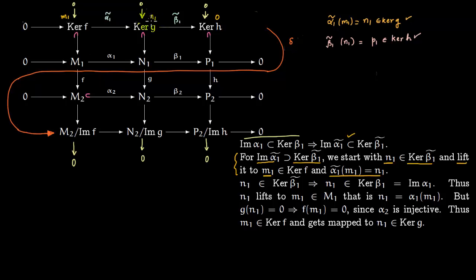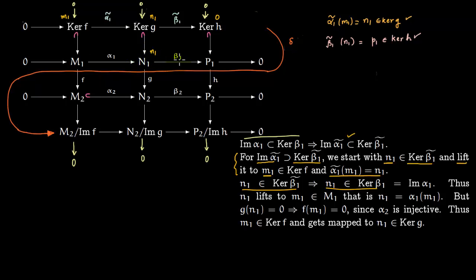So we start with n1. So you pick up n1 in kernel of beta 1 tilde. Now this would imply that n1 lies in kernel of beta 1. So because this is just a restriction map, if it is in kernel of beta 1 tilde, it is also in the kernel of beta 1. So that is, n1 is right here. So n1 is in kernel of beta 1, but the sequence is exact at n1. So kernel is equal to the image.